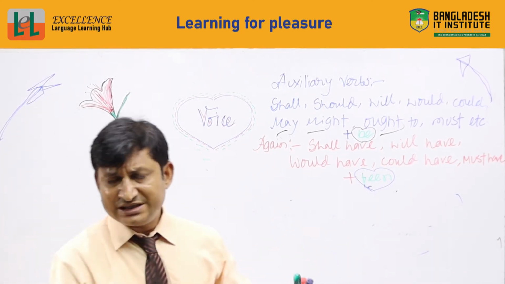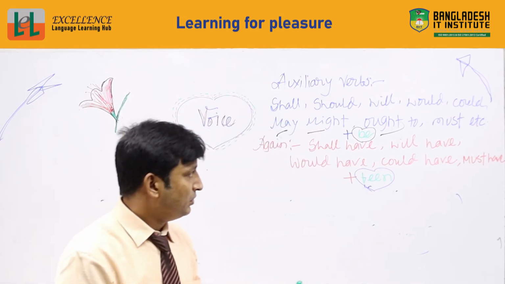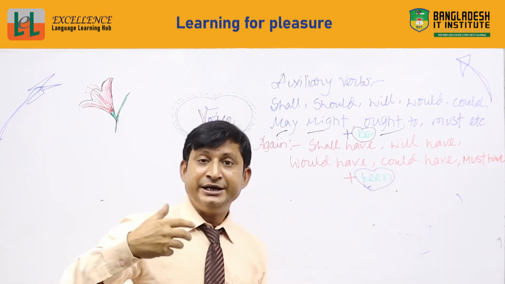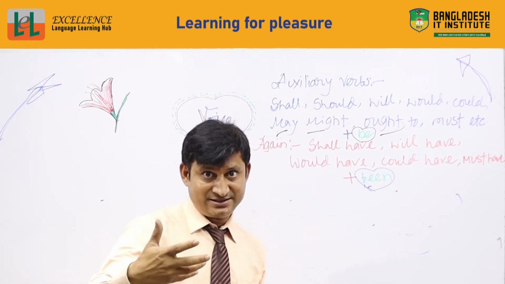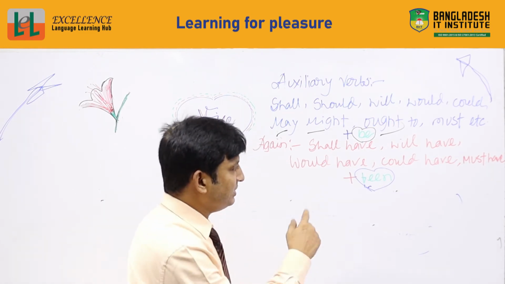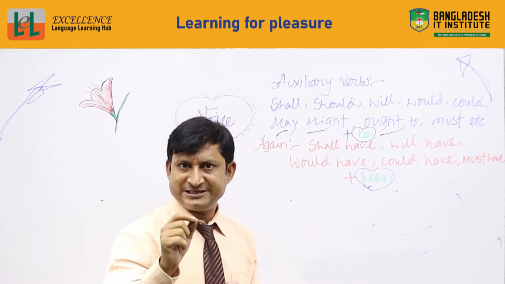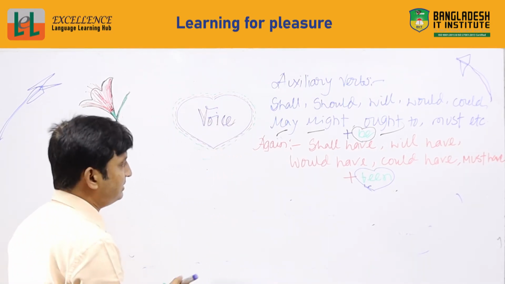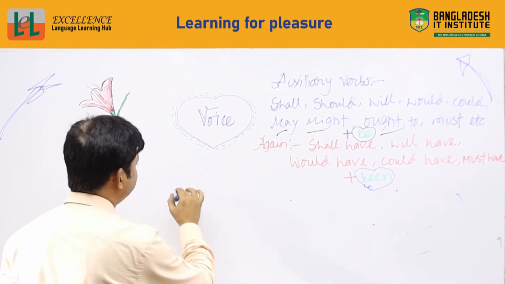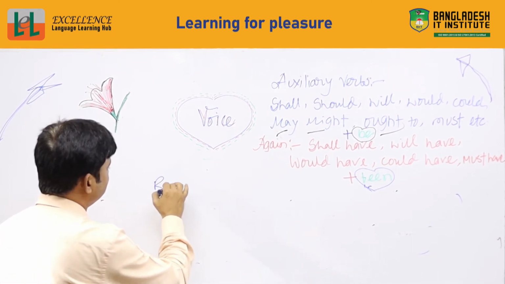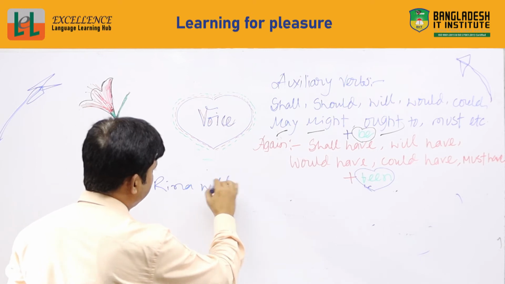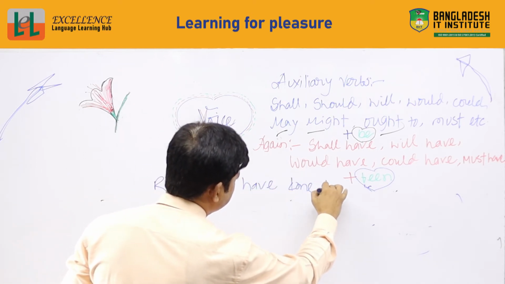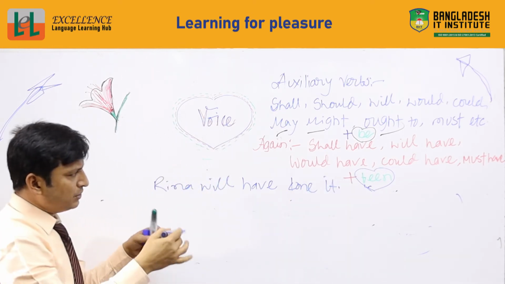When we use that one, actually this is future perfect tense, right? Or past tense. You could have means you could do it, you could have done it. So each and everywhere will have the past participle form of the verb, right? Okay. So for example, Rina will have done it. Rina will have done it.